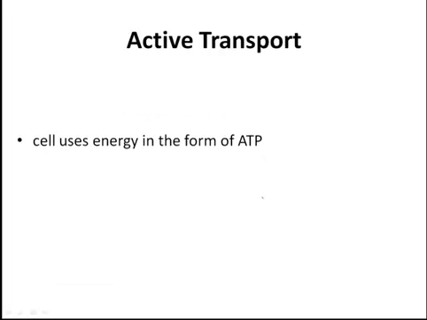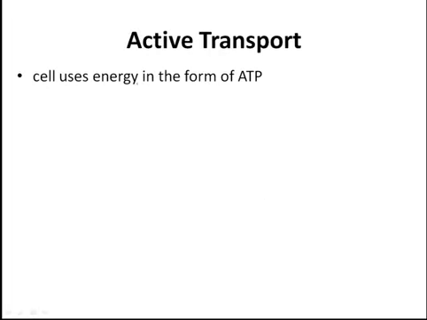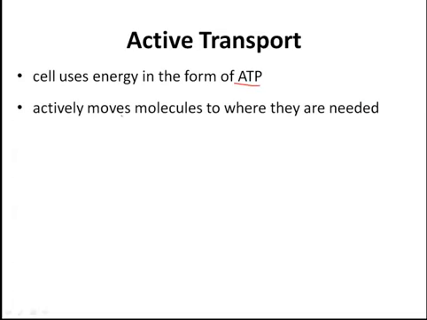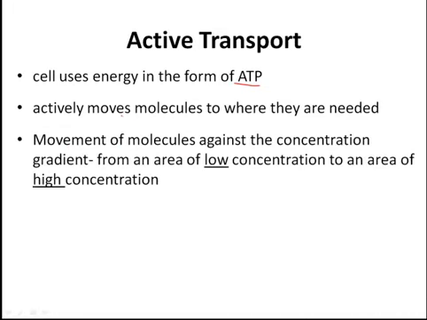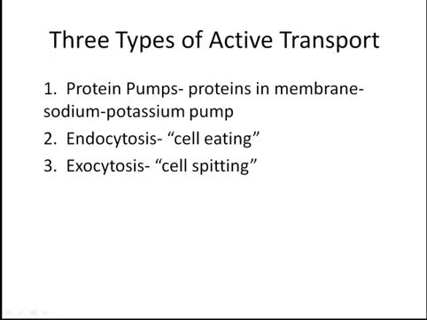We also have active transport. Sometimes the cell has to use energy in the form of ATP in order to move things across the cell. So it's going to actively move molecules where they are needed. And that is going to go against the concentration gradient. So we're going to go from low concentration to high concentration. So it's against what the molecules want to do, but sometimes we need them to do that.